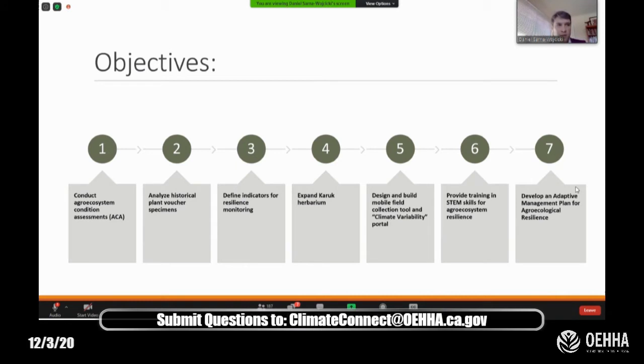We're partnering with schools and youth groups and doing some community outreach and workshops. And we're also developing a citizen science mobile application to be used by cultural practitioners and the community members who are out there on the landscape actively gathering and observing culturally significant plants.